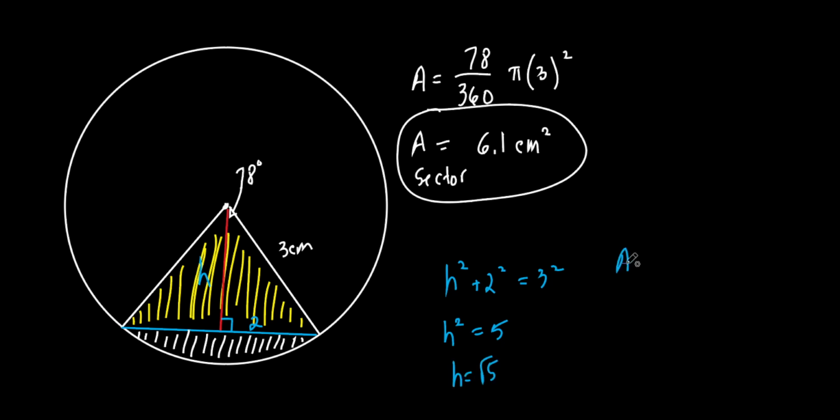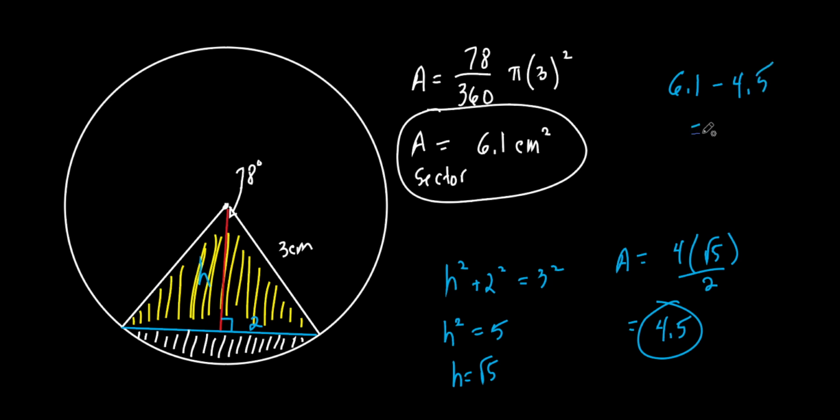How do I find the area of the triangle? I go base times height. The base is 4 times the height, which is the square root of 5, over 2. Then you put it into a calculator, and you get about 4.5. All right, so now, how do we find the white segment right there? We just go 6.1 minus 4.5, and that's going to give you 1.6.